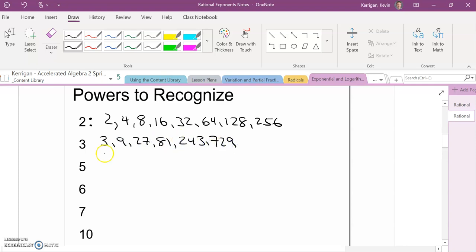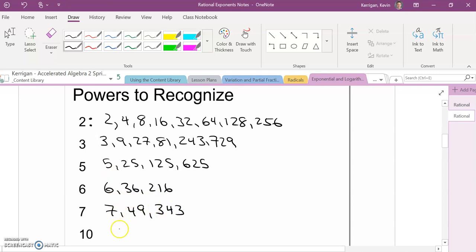All powers of 3, all powers of 5, all powers of 6, all powers of 7, and powers of 10. Now notice for 5, 6, 7, and 10, I didn't go very high. I only need the 5 to the 4th power, and then for 6, 7, and 10, you would just go up to the 3rd power of each.